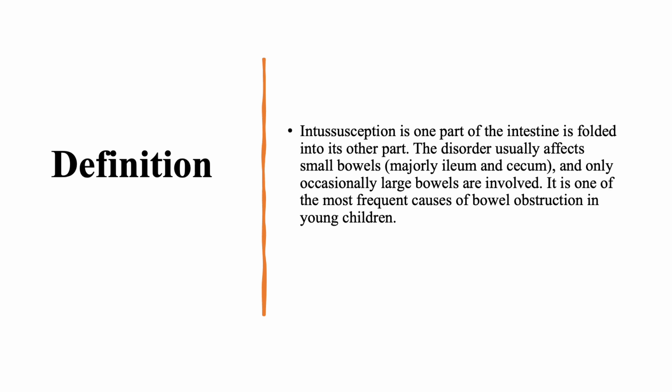Intussusception is a condition that occurs when one part of the intestine is folded into other parts. This disorder usually affects small bowels, mostly the ileum and the cecum, and occasionally large bowels are involved. It is one of the most frequent causes of bowel obstruction in young children. This condition occurs between the ages of 5 and 10 months old and is a common reason for intestinal obstruction in children.